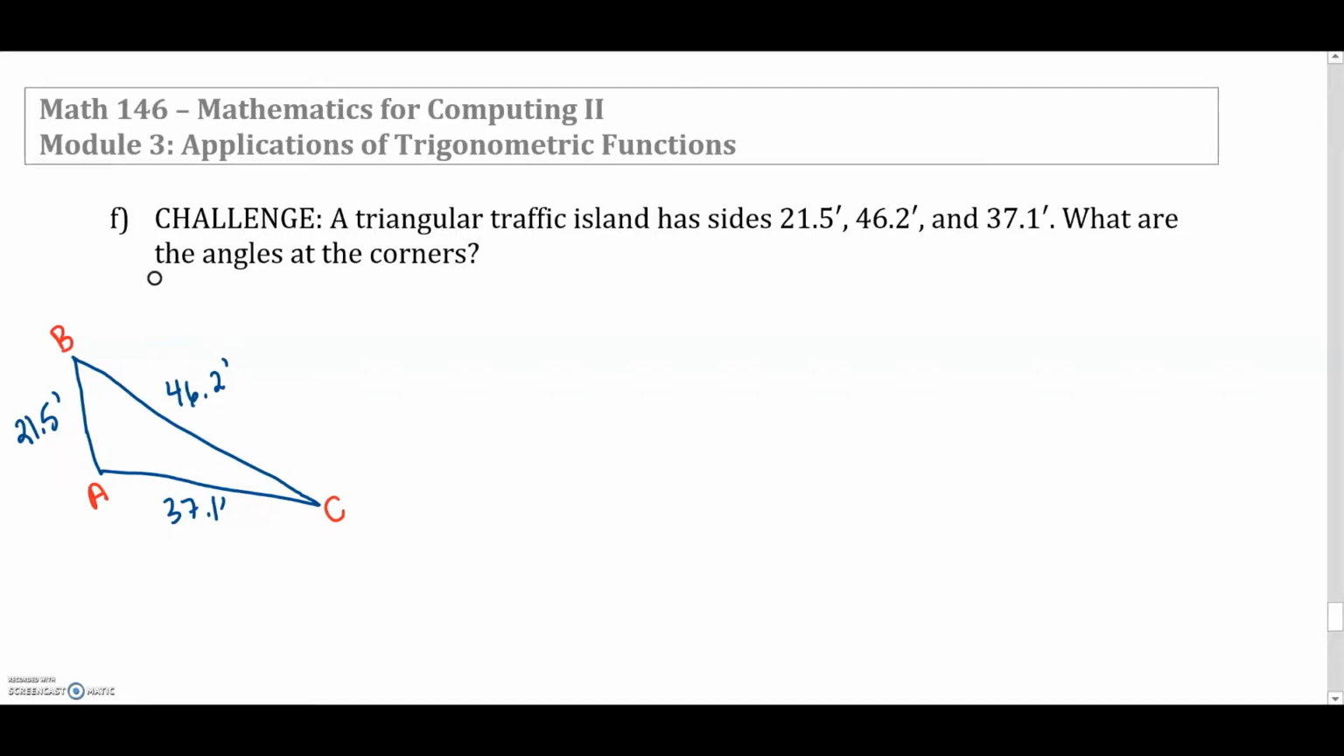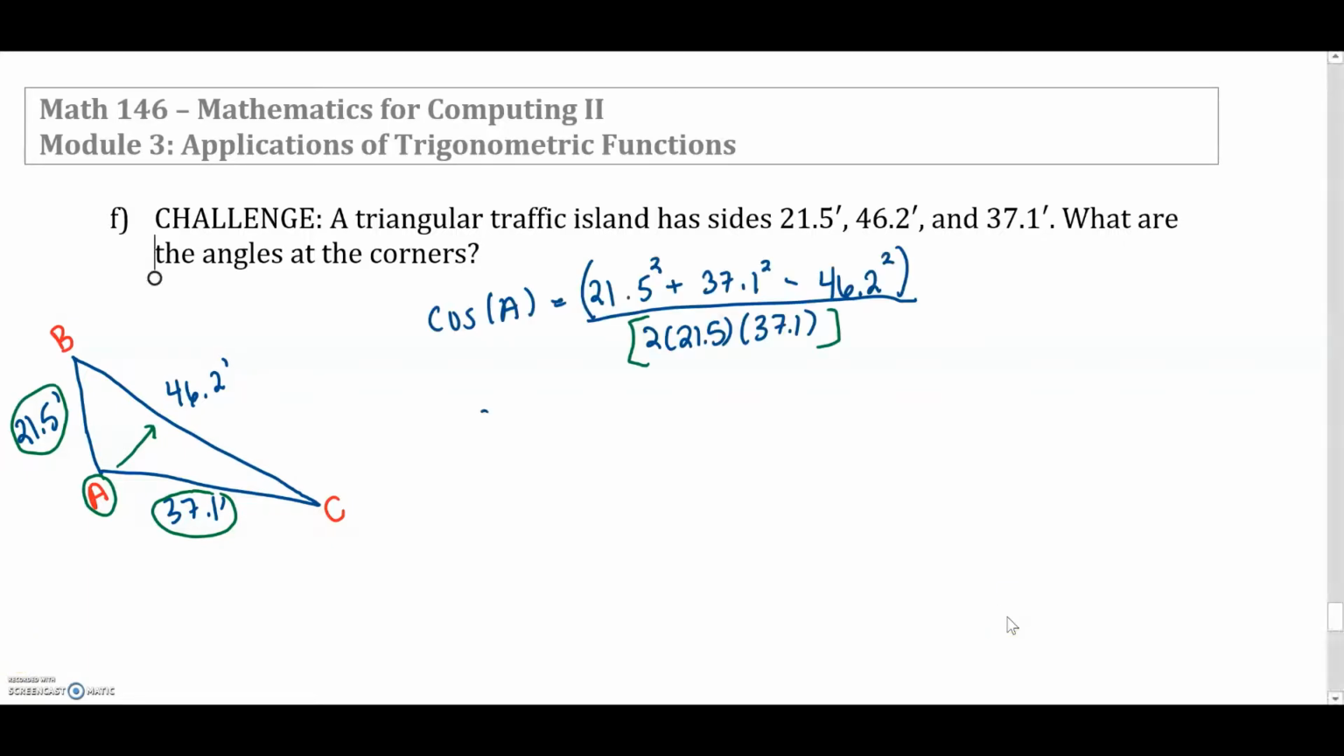So when setting up the cosine law, angle A is contained between side lengths 21.5 and 37.1, and the side length across from angle A is 46.2. Using the cosine law, we can solve for angle A. Here we find that cos of A is equal to negative 0.1854. Now we want to consider the positive ratio and solve for the reference angle in the first quadrant, like we did at the start of the set of notes when we were solving trig equations.